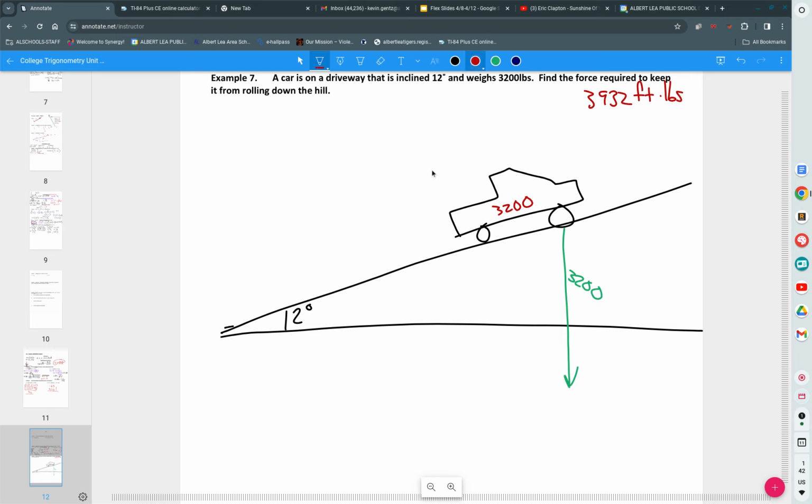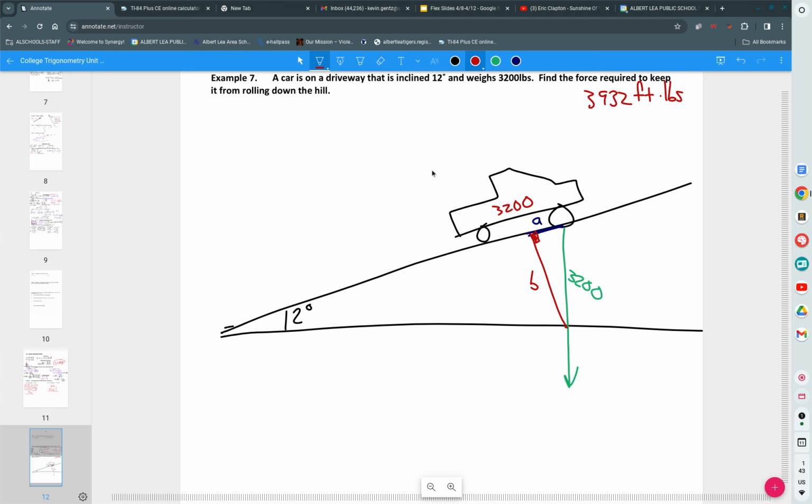So we are going to divide this up into two vectors. This vector right here is the weight of the car experienced against the driveway. It's what the driveway is actually feeling. We'll call that B. And then we have this other component of the vector, which we'll call A. A is the force required to keep it from moving backwards. B is the force felt against the driveway. And they make a nice 90-degree angle right here, where the hypotenuse is 3,200.